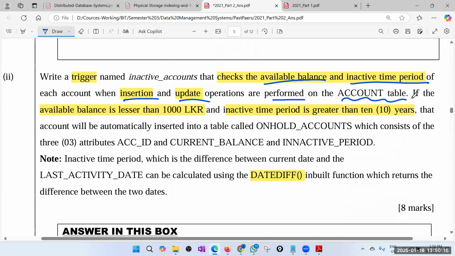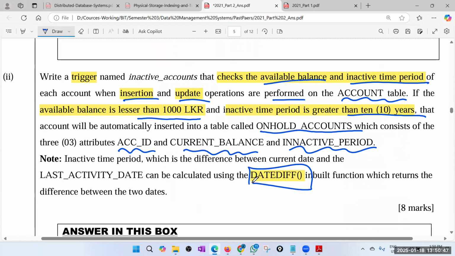If the available balance is less than 1,000 and the inactive time period is greater than 10 years, that account will be automatically inserted into a table called on hold account, which consists of three attributes: account ID, current balance, inactive period. Note, the inactive time period, which is the difference between current date and last active date, can be calculated using DATEDIFF. It is an inbuilt function which returns the difference between two dates. So you can assume that there's a function called DATEDIFF.